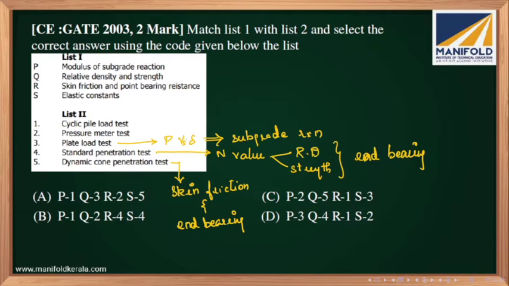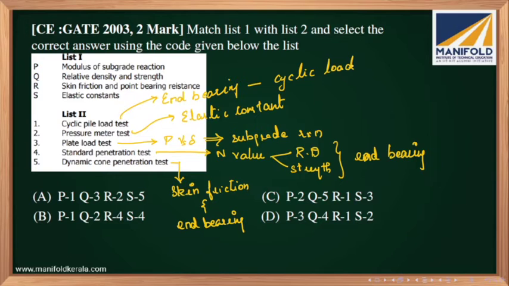Pressure meter: from the pressure meter test, I can calculate the elastic constant. So these are certain data you want to remember. From the cyclic pile load test, I can find out the bearing resistance, the end bearing response for a cyclic load. The modulus of subgrade reaction, so option B, can be calculated from the plate load test, whereas relative density and strength of the soil can be calculated from the SPT, standard penetration test.